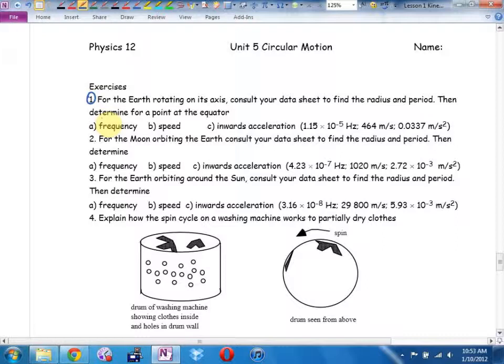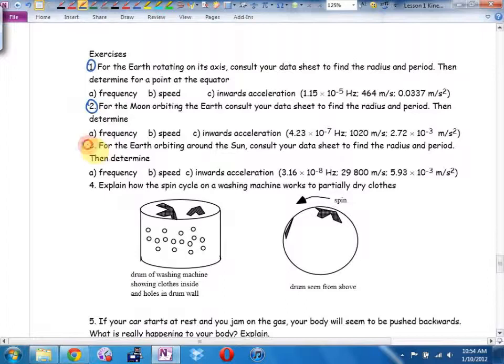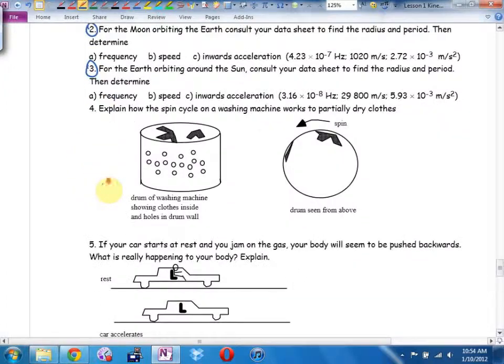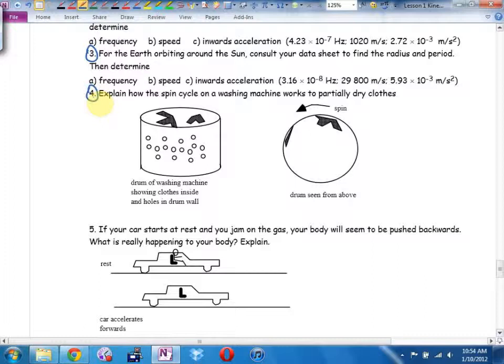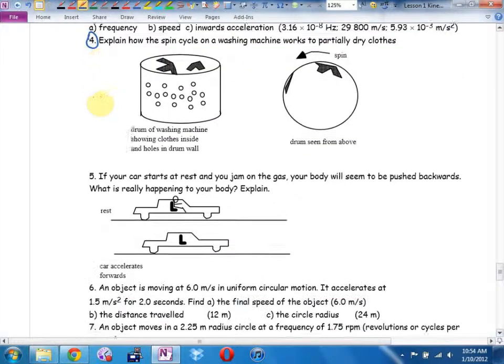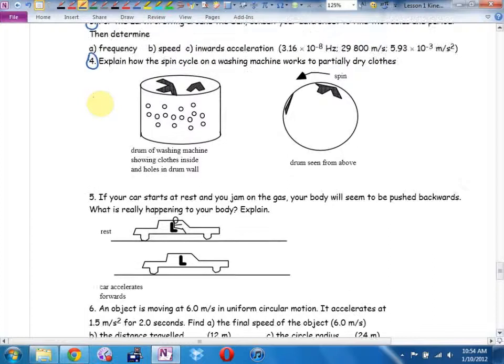Number four says, examine how the spin cycle on a washing machine works to partially dry clothes. And part of this question got chopped off, Mr. Dueck. It was supposed to ask, which way does the water move? If you actually look at the spin cycle, the water does not move this way. If you look at it very closely, the water is always moving 90 degrees to the radius, because that's which direction your speed is. Sorry, I guess I'm going to have to nuke number 4, because I didn't somehow copy it properly.